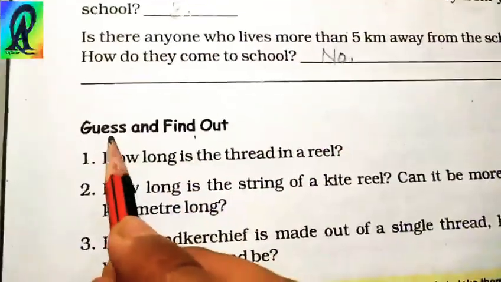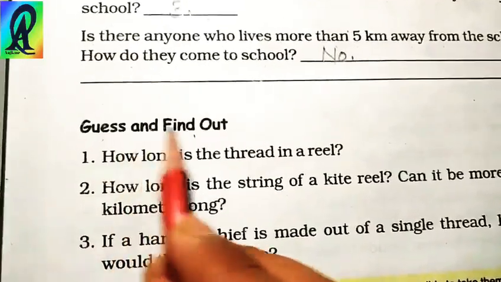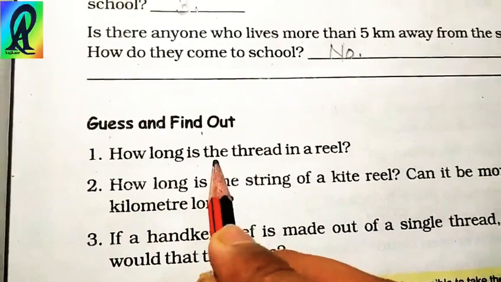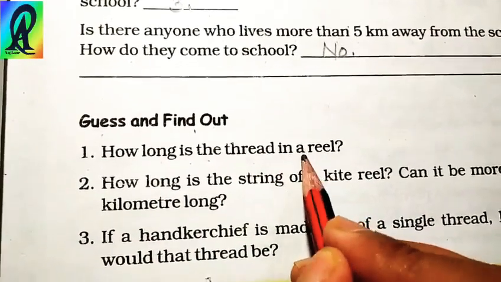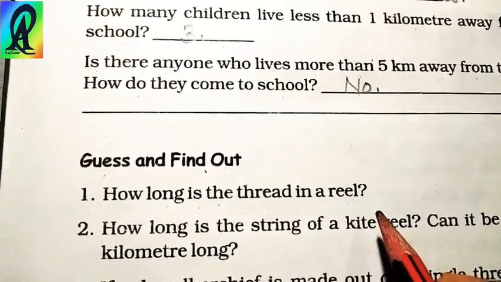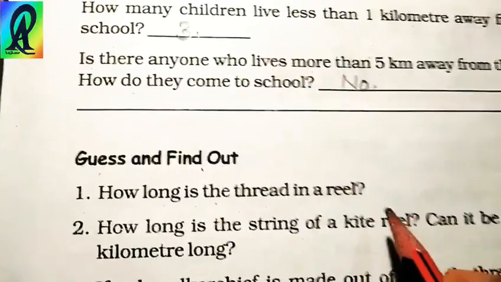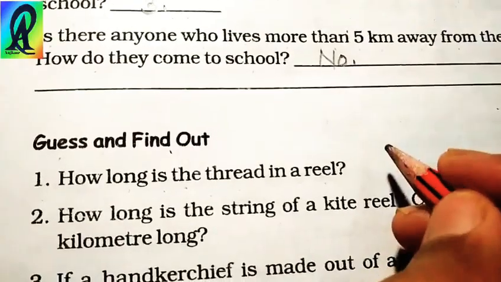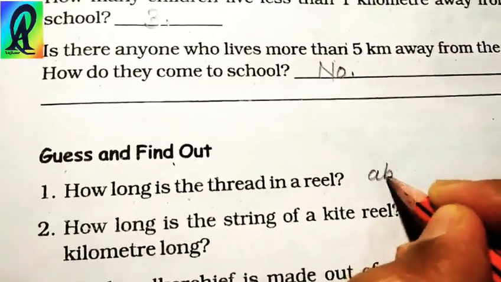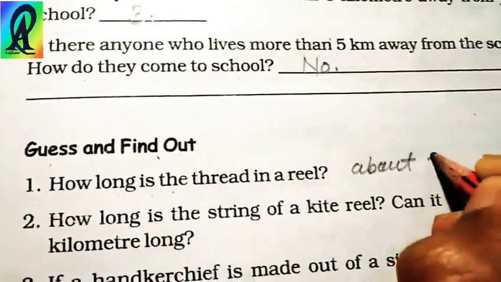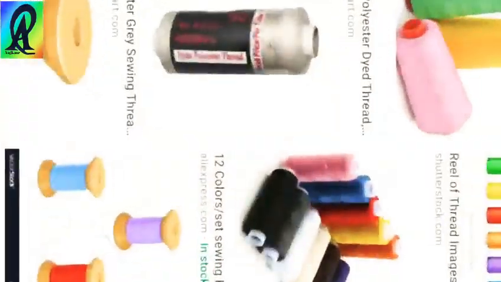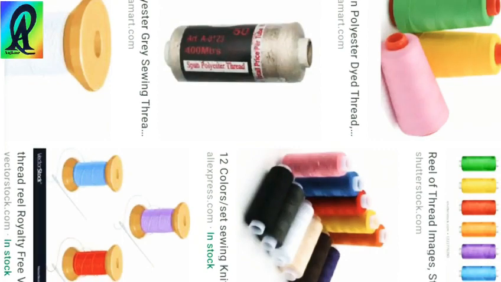And the next topic is guess and find out. First, how long is the thread in a reel? So I want to tell you the length of the thread in a reel is about 100 meters. Here you can see a pic of thread in a reel.